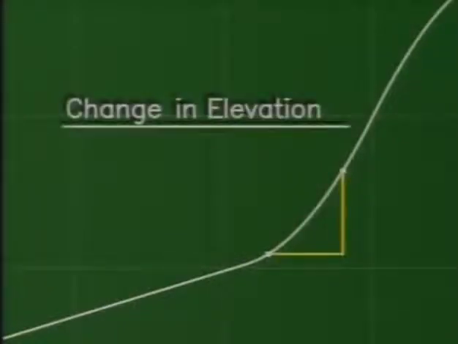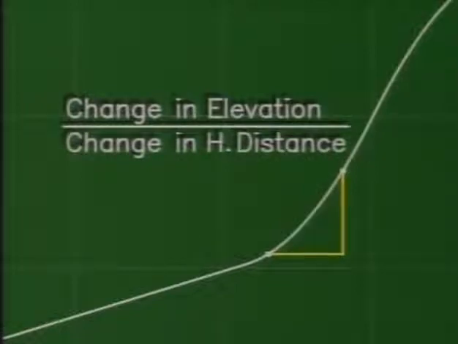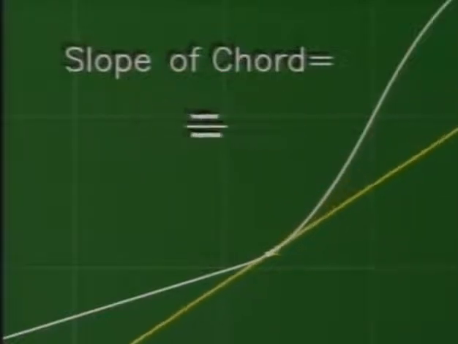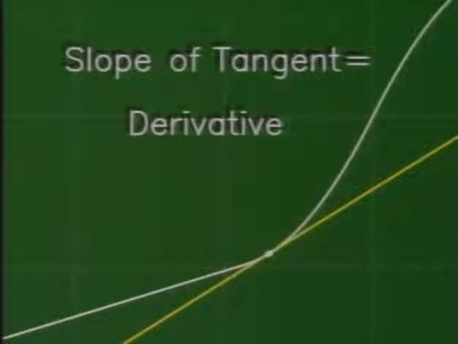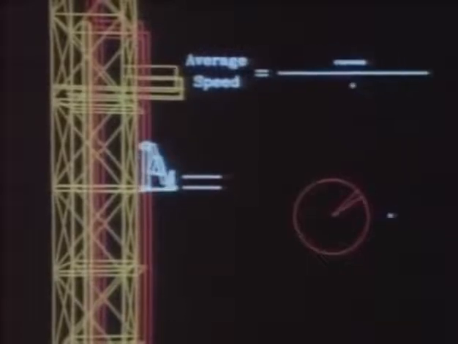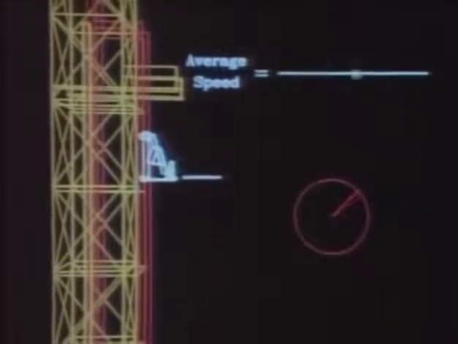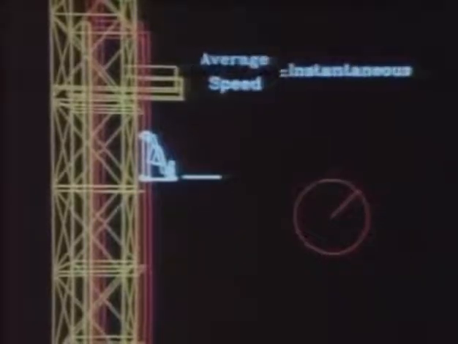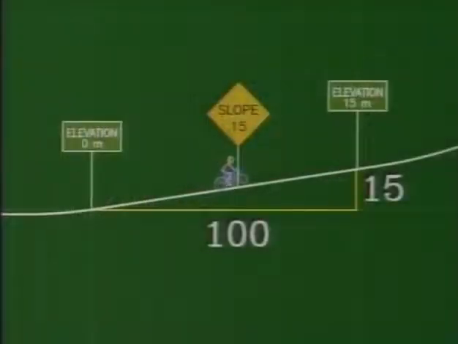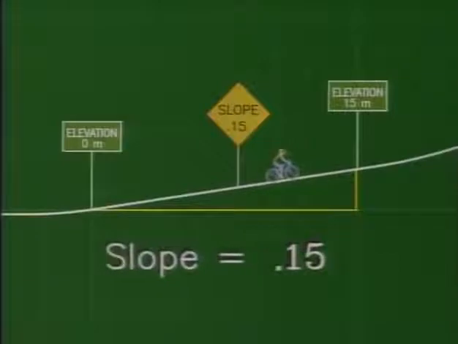Change in elevation is divided by change in horizontal distance. The result is the slope of a chord joining 2 points. When the horizontal distance shrinks to 0, the limiting value of the slope of the chord is the slope at that point. Differentiation. The goals and calculations differ, but not the essential concept nor the process. Speed is the derivative of distance with respect to time. Slope is the derivative of elevation with respect to horizontal distance.